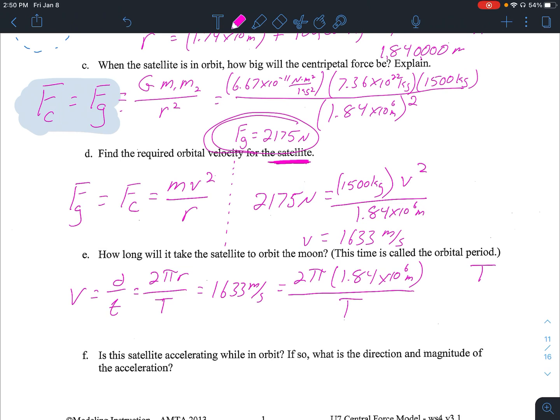Hit the wrong button, sorry. The period, call it 80, is about 7,000 seconds, which, if you divide by 60, is about 118 minutes. Divided by 60 again, that's about 2 hours. So it takes this satellite only 2 hours to orbit. And there are a lot of satellites that are moving this fast. You've got weather satellites, anything that we're using consistently.